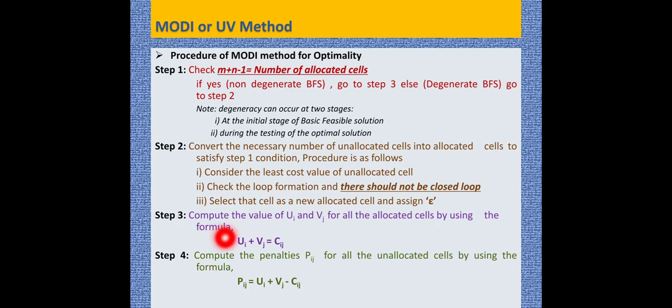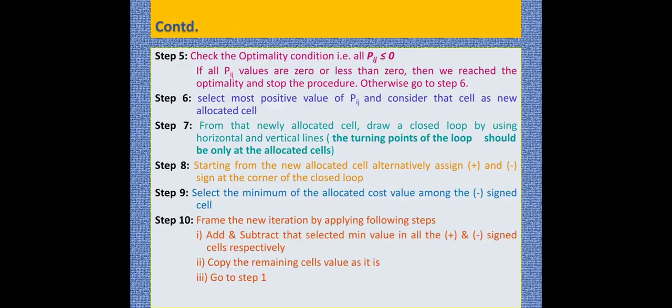Step 4. Compute the penalties Pij for all the unallocated cells by using the formula Pij is equal to Ui plus Vj minus Cij. Step 5. Check the optimality condition, that is all Pij should be less than or equal to 0. If all Pij values are 0 or less than 0, then we have reached optimality and stop the procedure. Otherwise, we need to go to step 6.